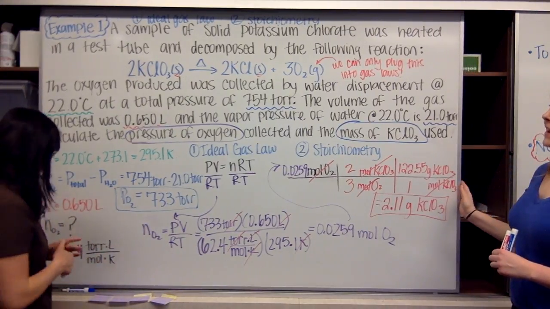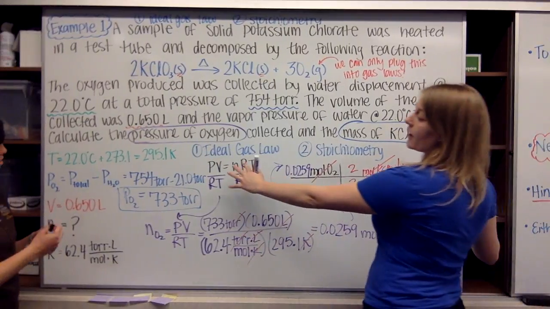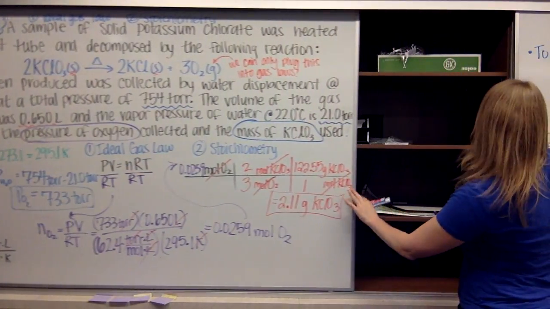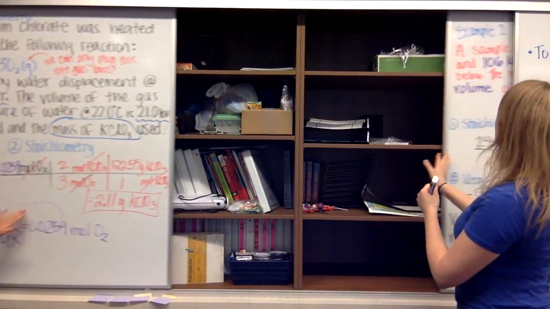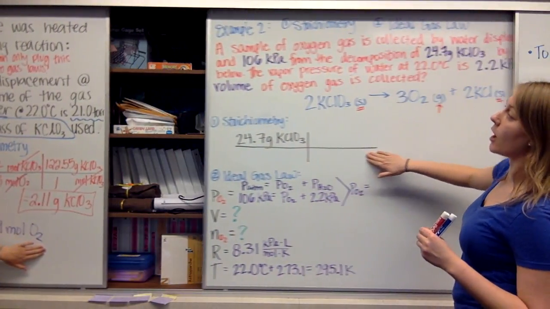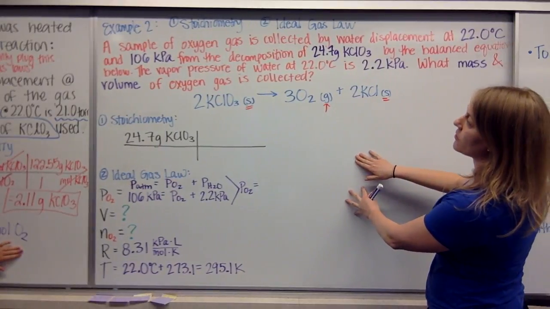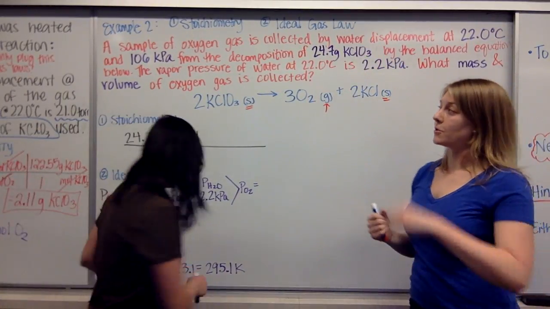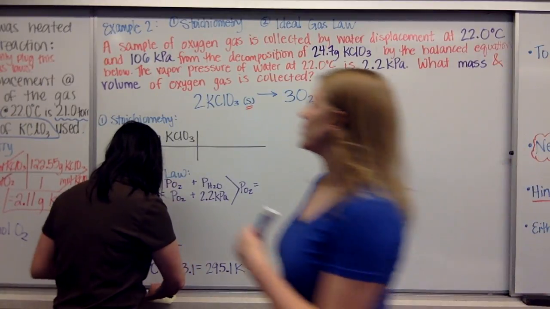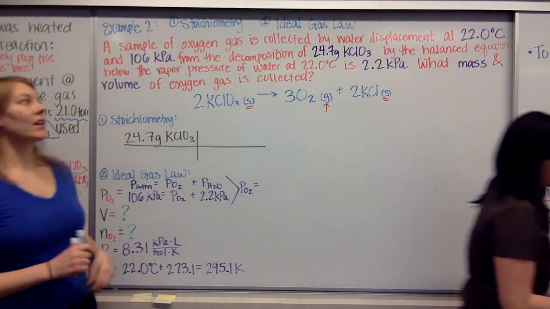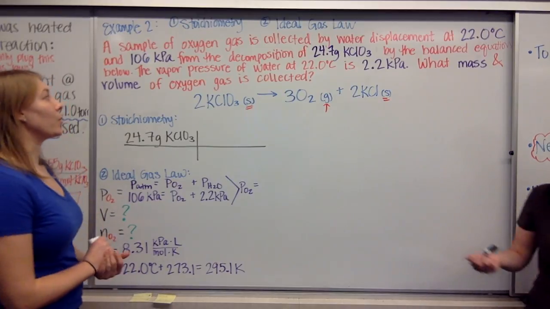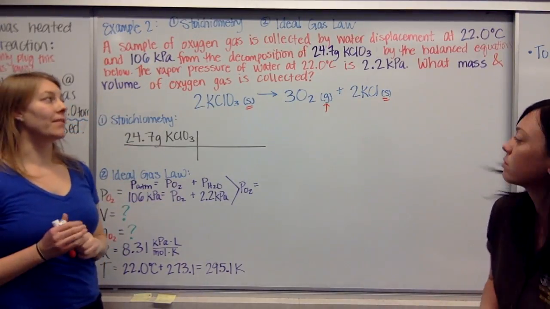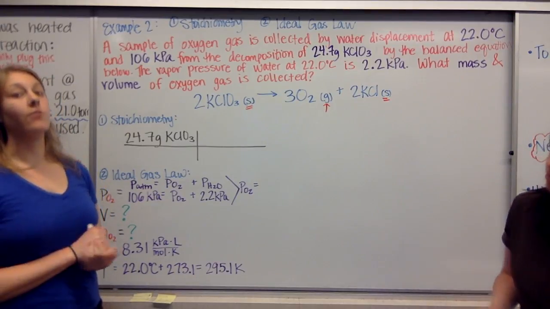All right. Second example. So that one we started with the ideal gas law, and then we plugged into stoichiometry, into our dimensional analysis. This next example is the opposite. We're starting with stoichiometry, and then we're going to use the ideal gas law from what we get with our stoichiometry. So we have a sample of oxygen gas collected by water displacement at 22 degrees C and 106 kPa from the decomposition of 24.7 grams of KClO3.